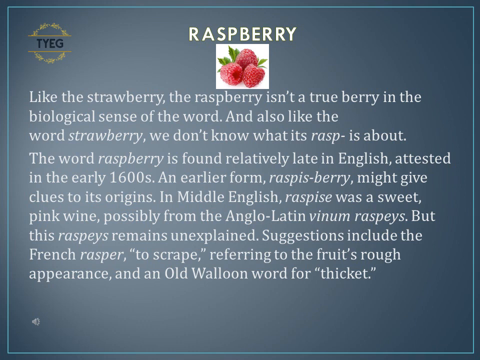Raspberry. Like the strawberry, the raspberry isn't a true berry in the biological sense of the word. And also like the word strawberry, we don't know what its rasp is about. The word raspberry is found relatively late in English, attested in the early 1600s. An earlier form, raspis berry, might give clues to its origins. In Middle English, raspis was a sweet, pink wine, possibly from the Anglo-Latin vinum raspis. But this raspis remains unexplained. Suggestions include the French rasper, to scrape, referring to the fruit's rough appearance, and an Old Walloon word for thicket.